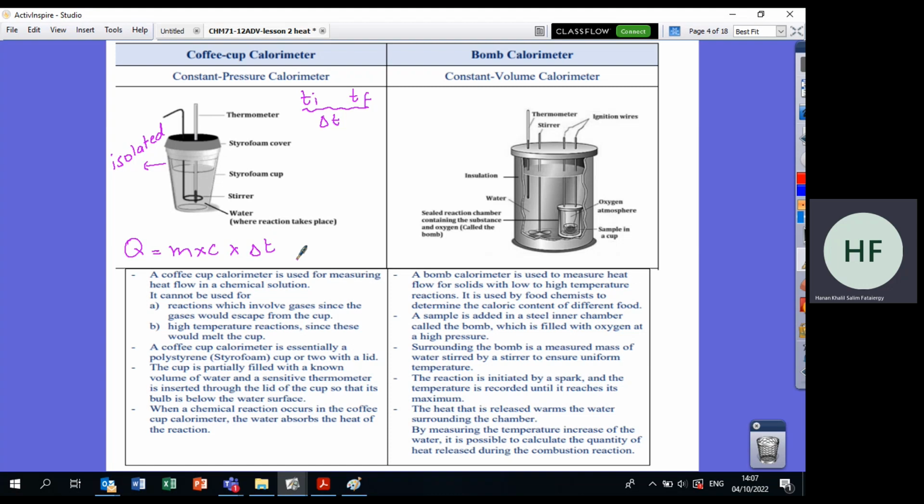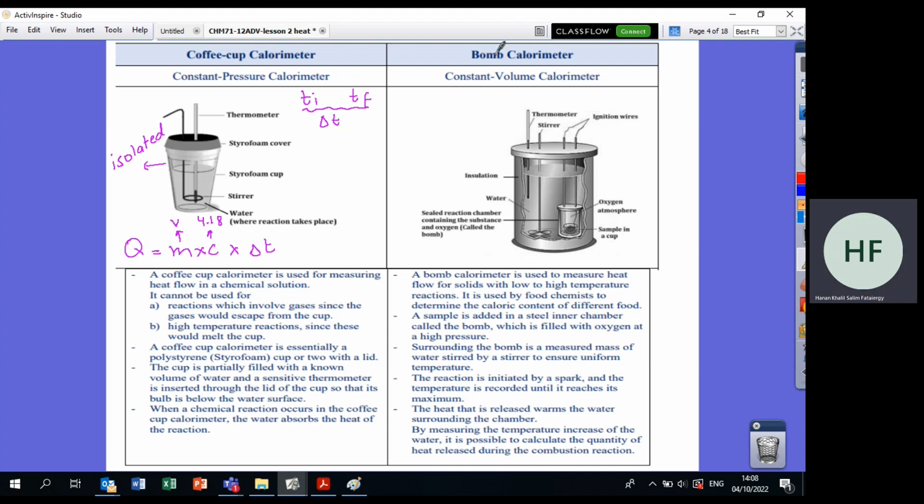It is very important to remember that if we are using aqueous solutions, which means water, the mass is equal to the volume. Okay, and the specific heat will be 4.18 because aqueous means water. Now delta T is measured by using the rule of T final minus T initial.